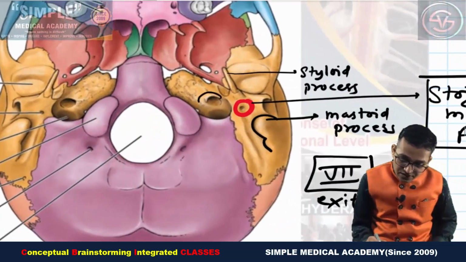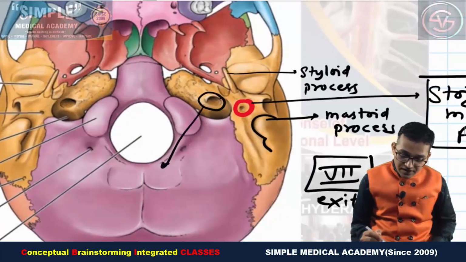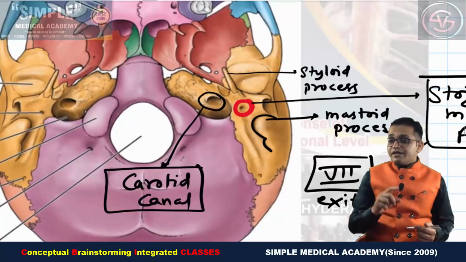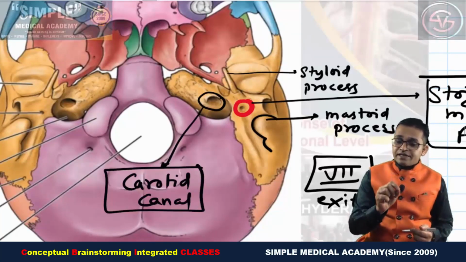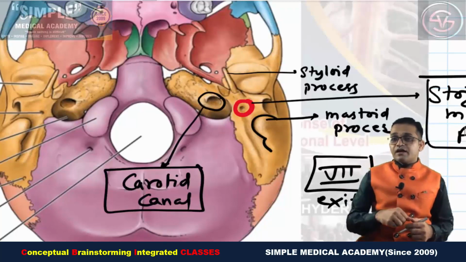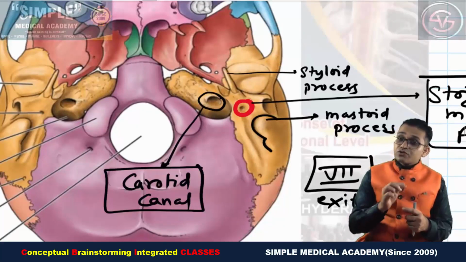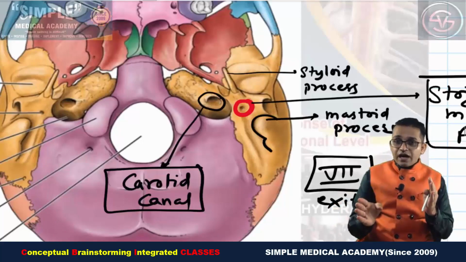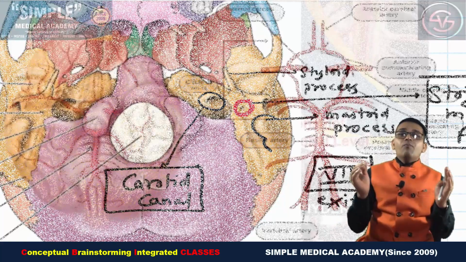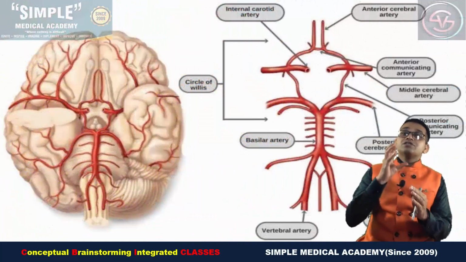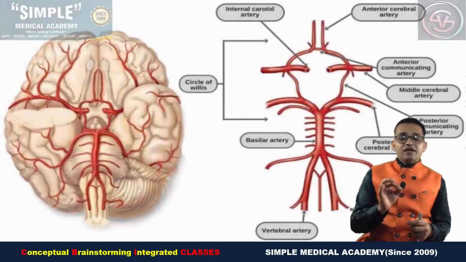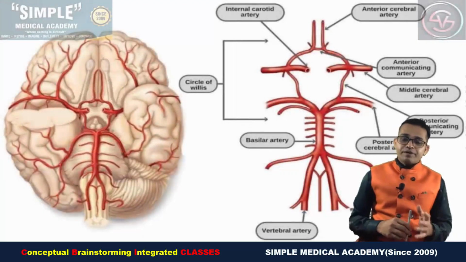After this, what are the other foramina? Can you see, this is one more foramen, the carotid canal. The internal carotid artery enters the cranial cavity through this carotid canal, while the vertebral artery enters the cranial cavity through the foramen magnum. Now this internal carotid artery and the vertebral artery both make a circular anastomosis at the base of the brain, which is known as the circle of Willis, which we will discuss later in the blood supply of the brain.